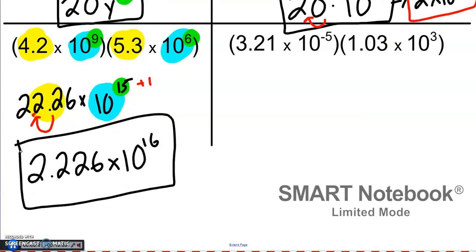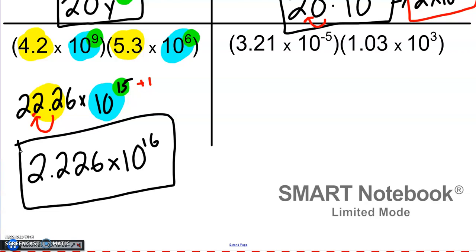Again, that came from multiplying 4.2 and 5.3 to get 22.26. And then we keep the same base of 10 and we add the exponents. 9 plus 6 is 15. But since 22.26 is not in scientific notation, we had to change it into scientific notation by moving the decimal place once to the left. When we move the decimal place once to the left, we add 1 in the exponent.